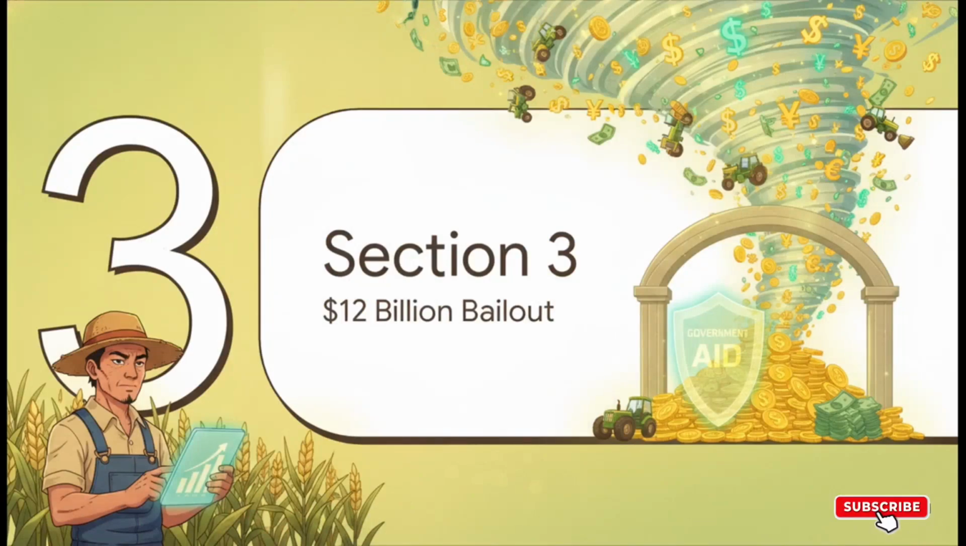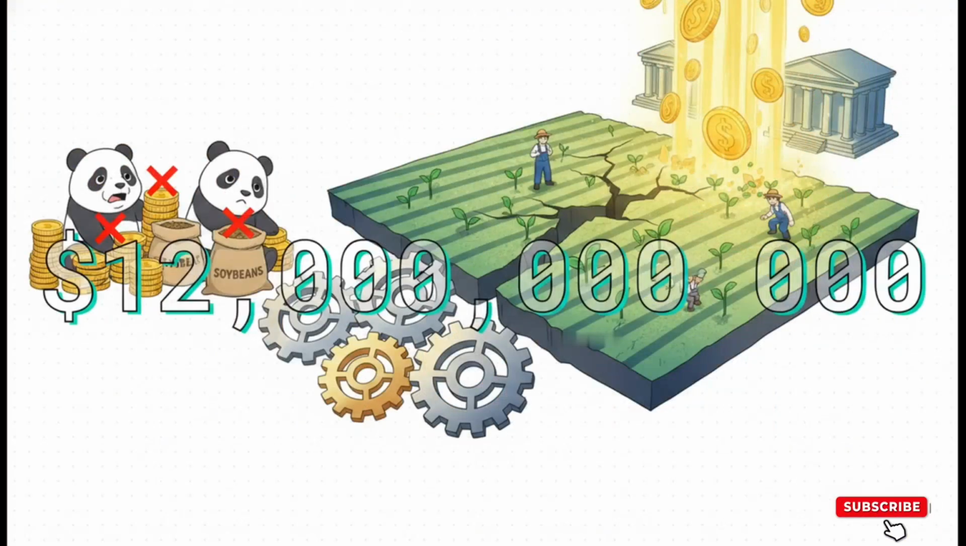With the market effectively broken for those farmers, we arrive at Section 3, the $12 billion bailout. $12 billion, okay. That is a staggering figure. When a colossal buyer like Panda suddenly stops buying, the financial devastation on the ground is both immediate and severe. To stop a total catastrophic collapse of the agricultural sector, a massive financial fix was absolutely necessary. So, the government stepped in and issued an eye-watering $12 billion bailout designed specifically to prop up those impacted soybean farmers. It was basically a massive safety net deployed to stabilize a market that was in absolute freefall.